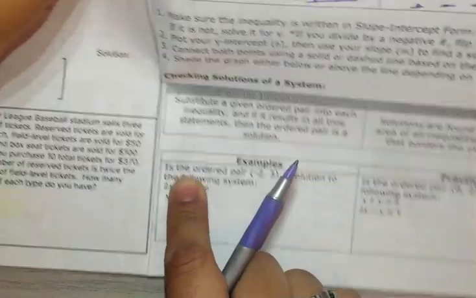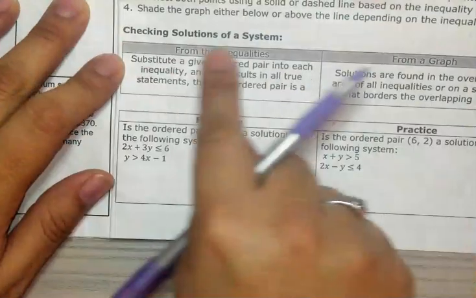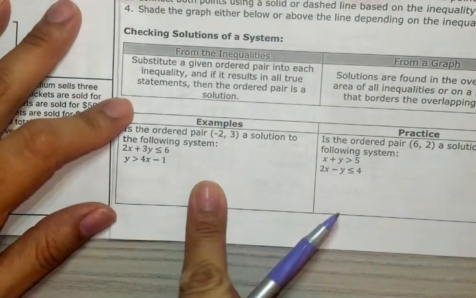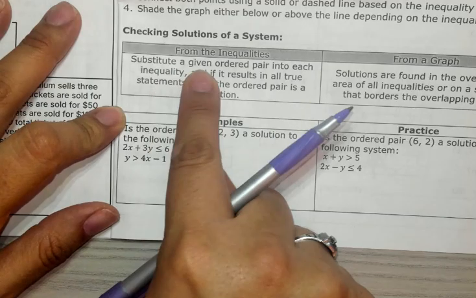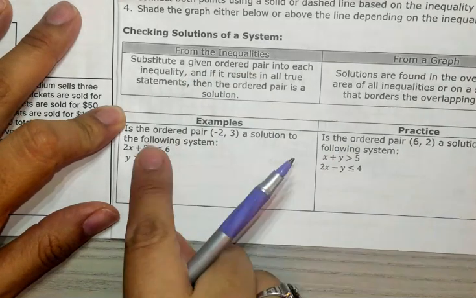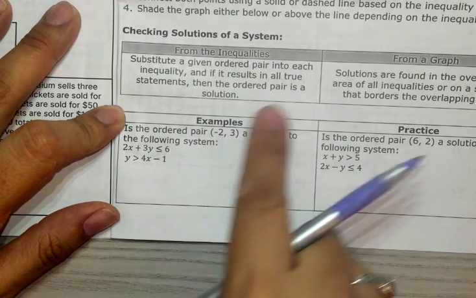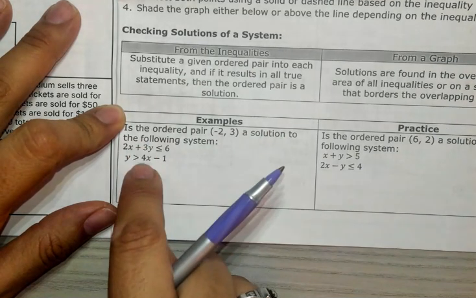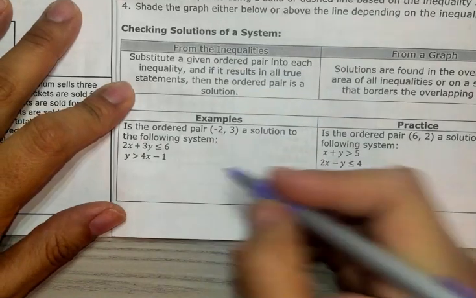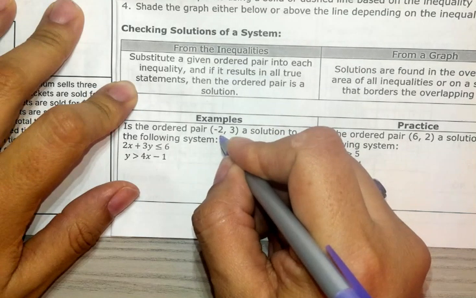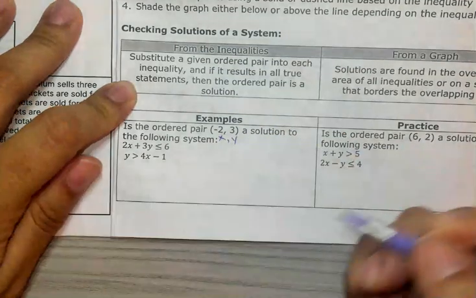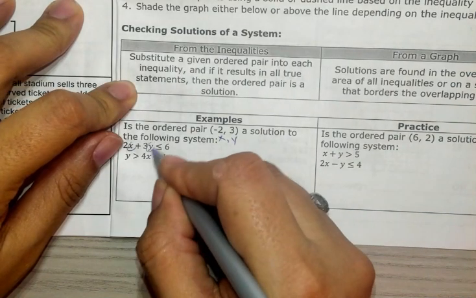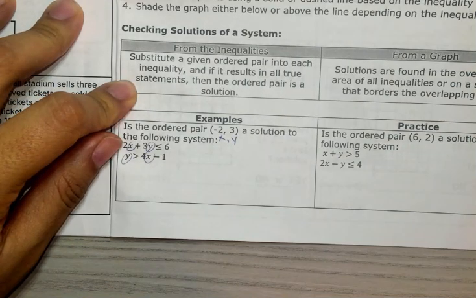Before we do the graphing part though, I do want to point out we can check for solutions without having to graph. We can just substitute the values given into each inequality, and then check if it's a true or false statement. If it is true for both of the inequalities, then it's a solution. So here's an example. This is an x, y ordered pair, and we're going to substitute those values for the x and the y's right here.